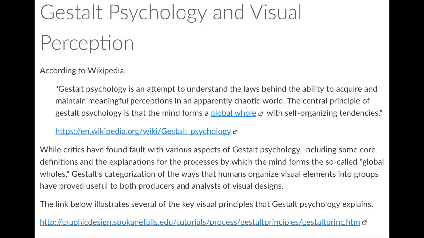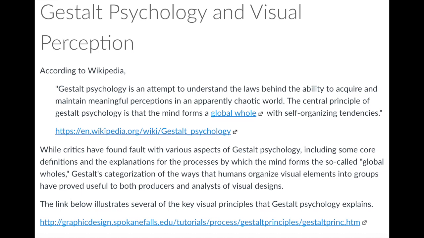So first I want to just look at what it says on the page in the Canvas site about Gestalt Psychology. The page gives the definition from Wikipedia. Gestalt psychology is an attempt to understand the laws behind the ability to acquire and maintain meaningful perceptions in an apparently chaotic world. The central principle of Gestalt psychology is that the mind forms a global whole with self-organizing tendencies.